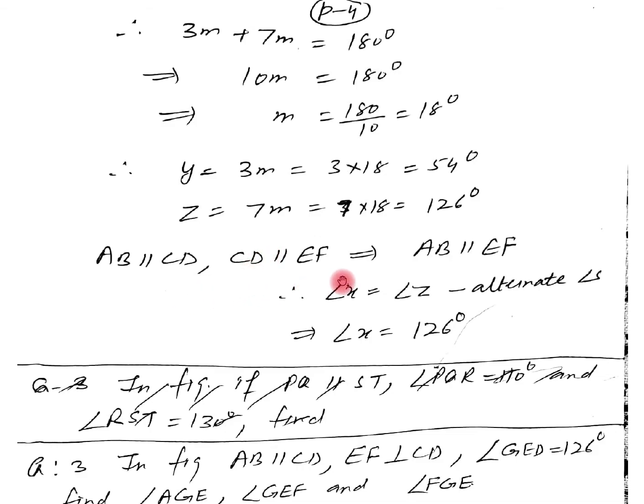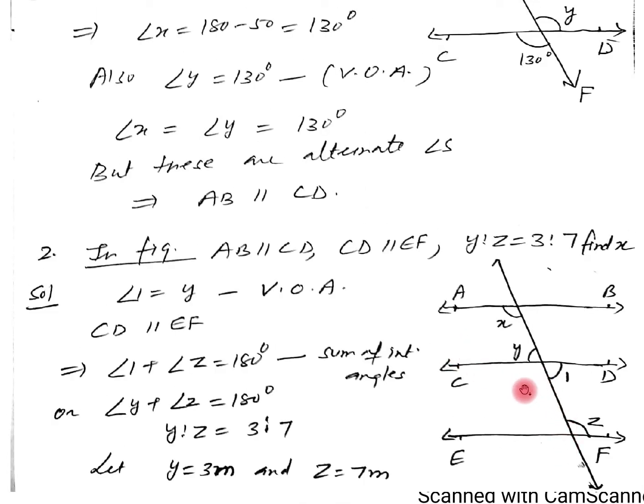Now AB parallel to CD, CD parallel to EF, or you can say this implies AB parallel to EF. This implies X equal to Z, alternate angles. Therefore, X equal to 126 degree. Now either you can use this concept or you can use this concept: AB parallel to CD, therefore X plus Y equal to 180 degree. We know the value of Y.